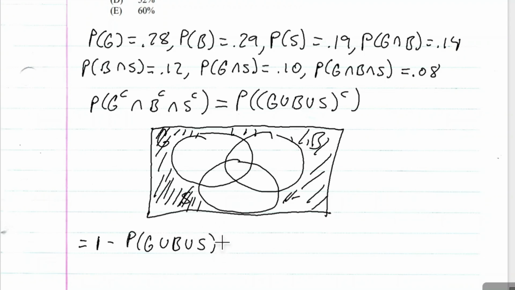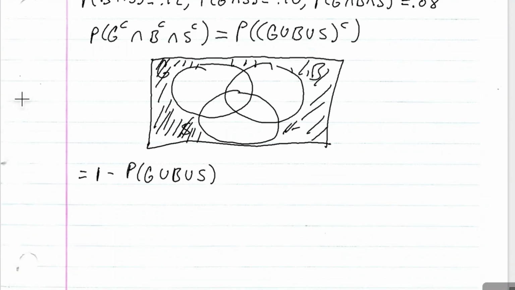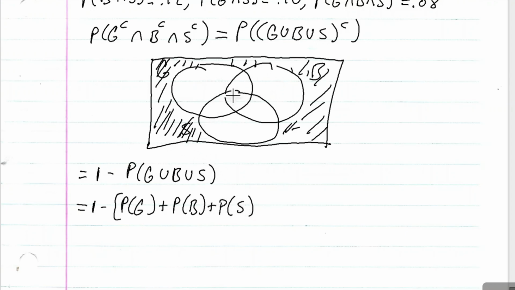Okay, so the way we can write this is, this is equal to 1 minus the probability of G plus the probability of B plus the probability of S. But if we do G plus B plus S, notice I added this area twice, because G plus B means I add this area twice. So that means I have to subtract this area, the G intersection B. So I have to subtract the probability of G intersection B.